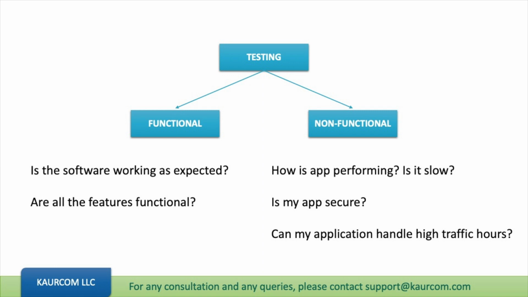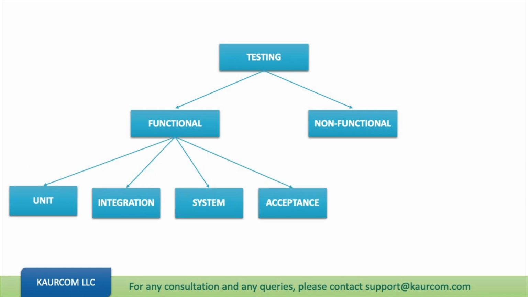Functional testing is all about ensuring that software and its features are working. And non-functional testing focuses on aspects like performance, security, scalability, and compatibility. Moving on, functional testing is further divided into four major types: unit testing, integration testing, system testing, and acceptance testing. So let's learn about these types one by one.